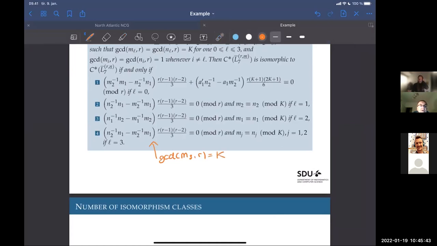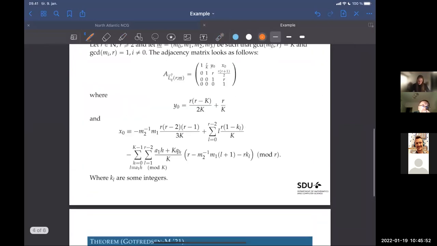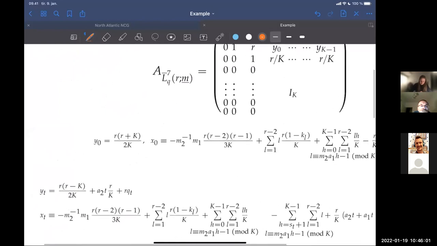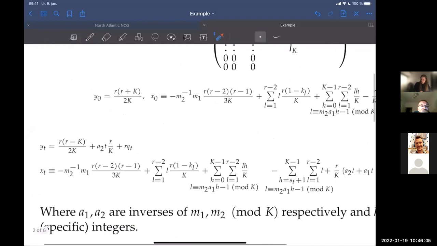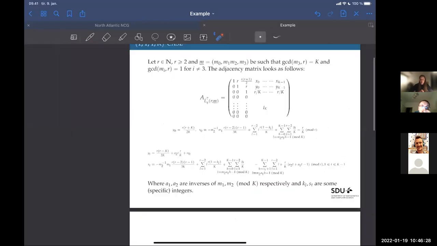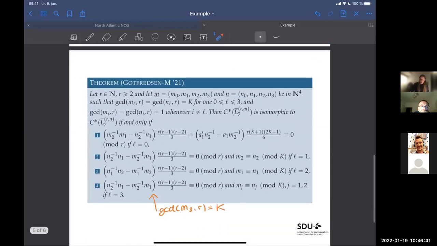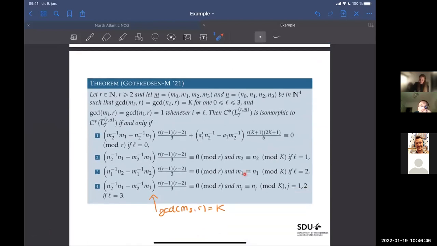And then when you look at the invariant, as I said, the first one comes from summing up all these XIs, and the next one, the two with M2 and M1, comes from the fact that if you look at this YT here, then you have this A2 showing up, and A2 is the inverse of M2 modulo K. And in XT, you have this A1 showing up. And then if you do some calculations, you can show that for these two to be isomorphic, you need that M2 and N2 and M1 and N1 are congruent modulo K. It also has something to do with the counting method we are using, because we need to have these multiplicative inverses in Z mod K when we do the counting. So that's why it's only for one and two which is showing up.